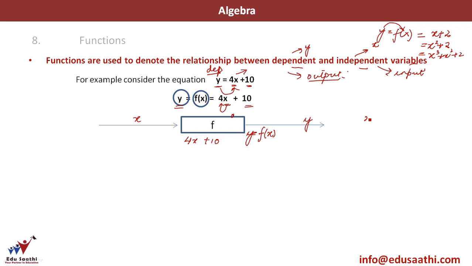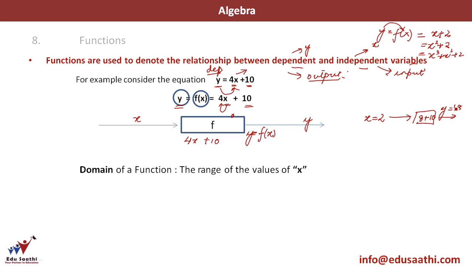So if you put the value of x as input as 2, the output you would get would be 8 plus 10, which will be 18, which will be the value of a dependent variable.